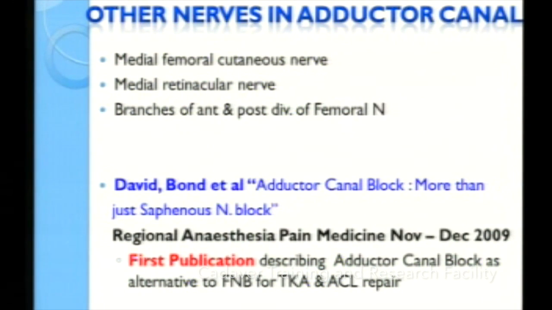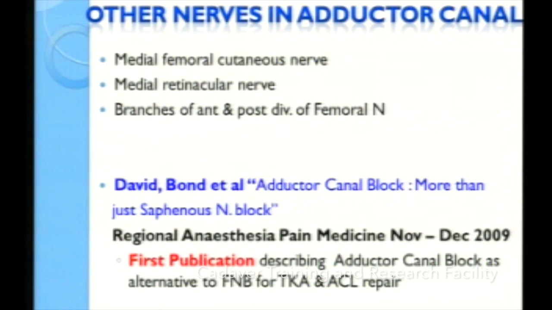The other nerves present in the adductor canal are the medial femoral cutaneous nerve, the medial retinacular nerve, and branches of the anterior and posterior division of the femoral nerve. And these nerves are also blocked when you give the adductor canal block, and that is why, when you give this block, you will find a more extensive sensory block compared with the distribution of the saphenous nerve. So all these four nerves are also blocked.